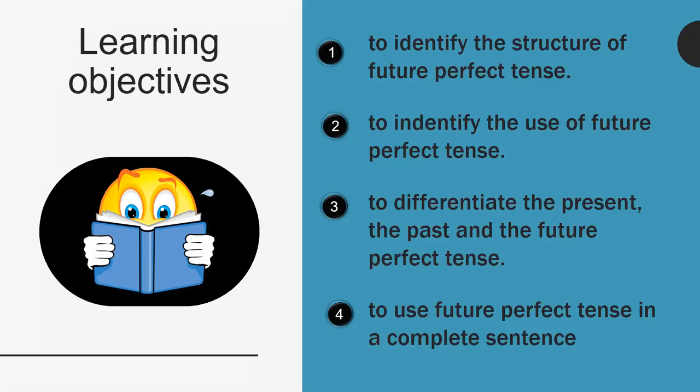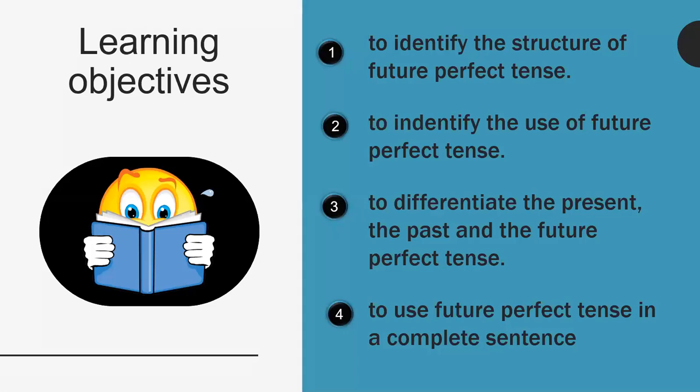Because we studied those tenses, past perfect tense, present perfect tense, and now future perfect tense, hopefully at the end of the class you will be able to differentiate those kinds of tenses. And number four, the last, you will be able to create or use future perfect tense in a complete sentence. You have to create a sentence using future perfect tense. Those are our learning objectives today.